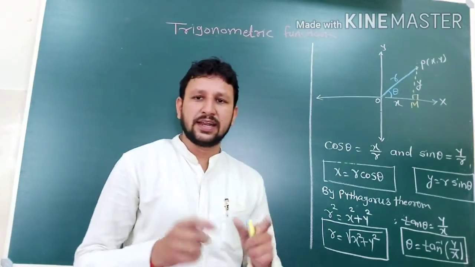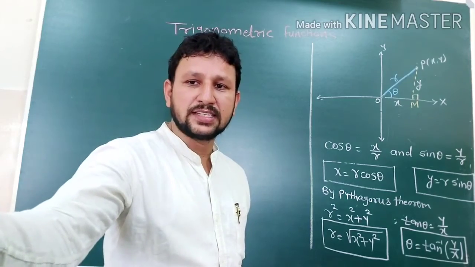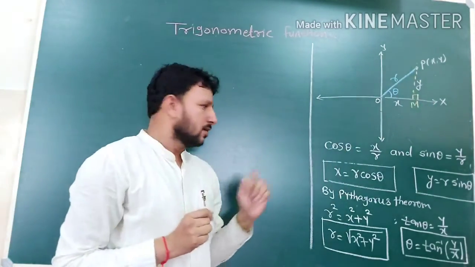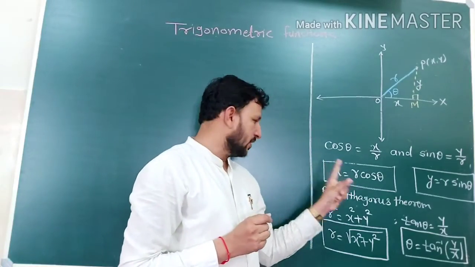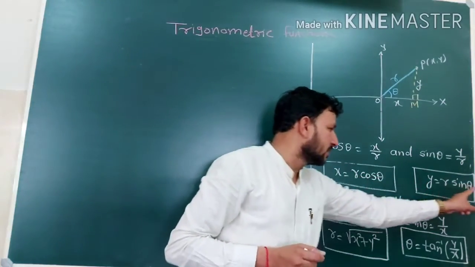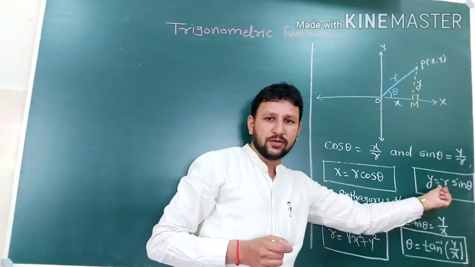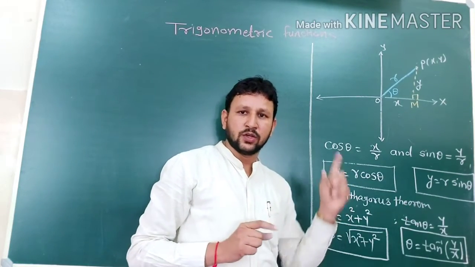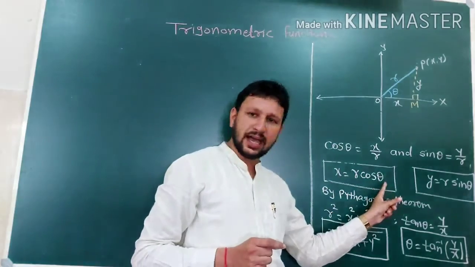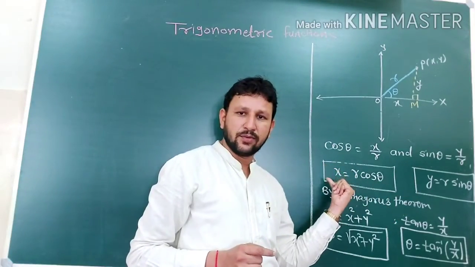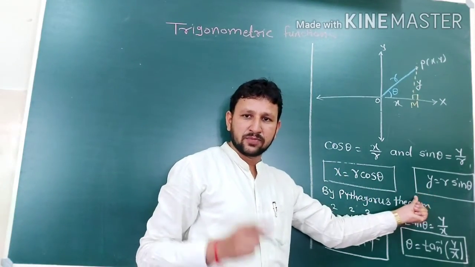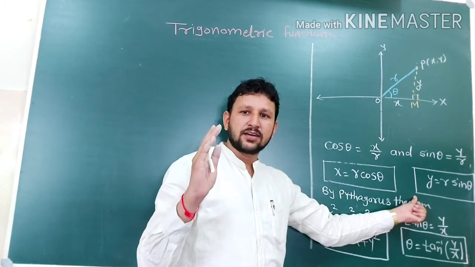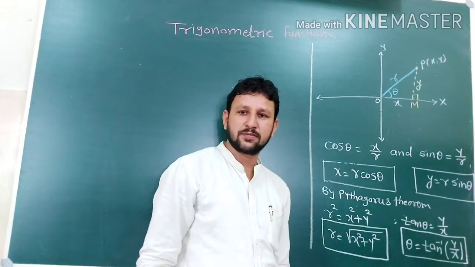The examples related to the Cartesian coordinates and the polar coordinates can be asked as: first type, if you are given r and theta, then find the value for x and y. I repeat, values for r and theta are given, calculate the values for x and y. That is, polar coordinates are given, find the Cartesian coordinates.